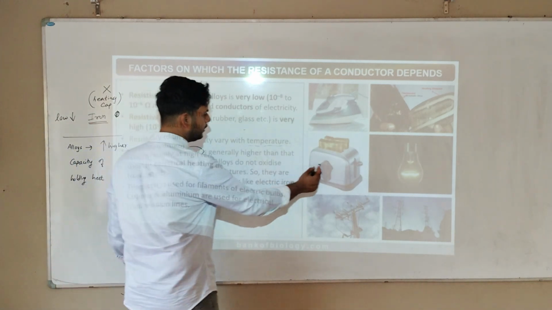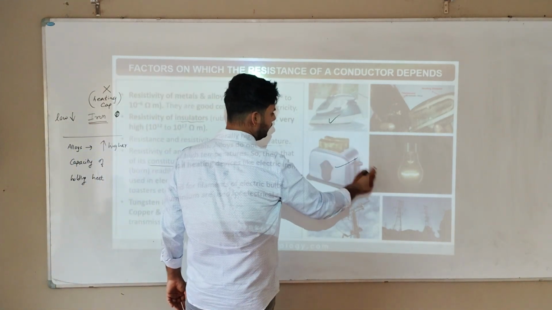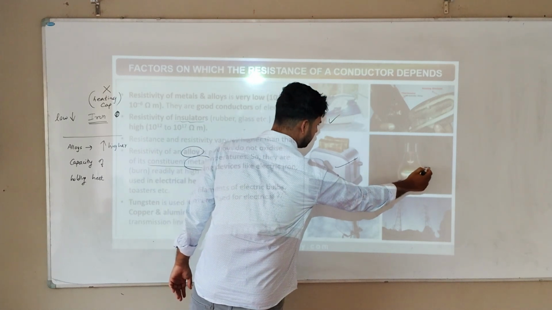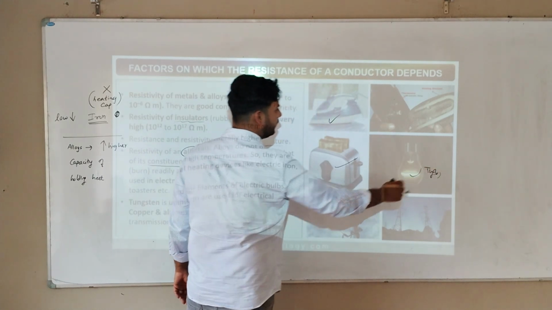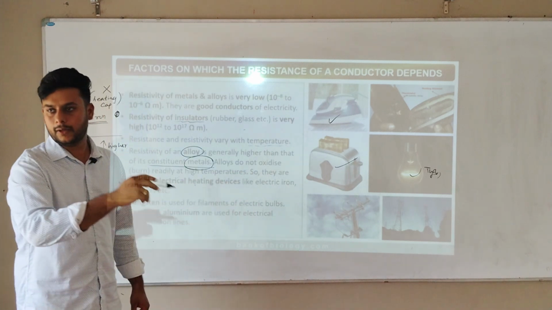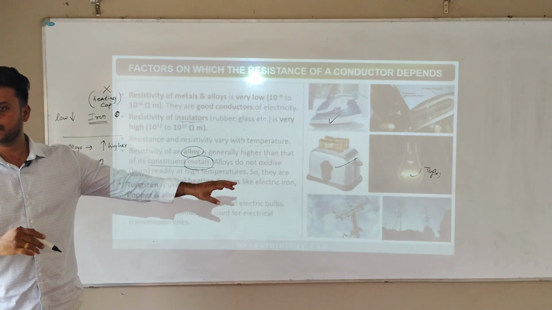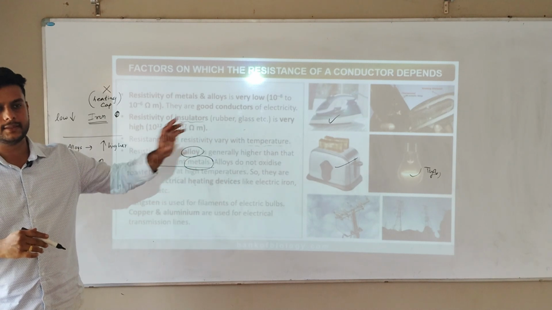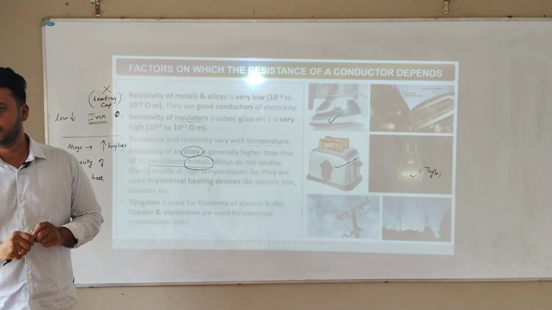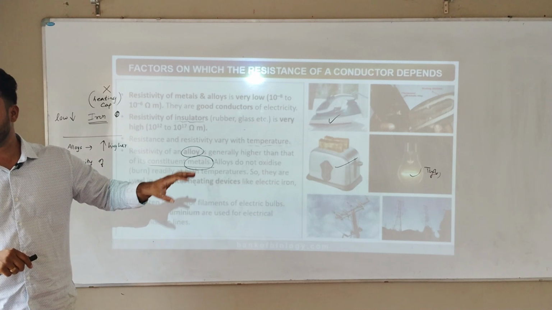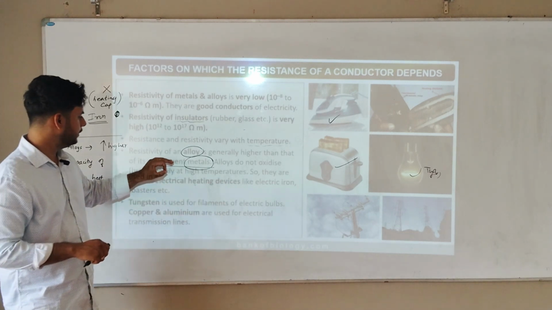So here in the bread toaster, or here, this is tungsten. Okay, what do they use in all these? They are using what? Alloys. They are not using metals there. If you use metals, there is a chance of burning or blasting. So they don't use metals, they use what? Alloys there, because their resistivity is higher.